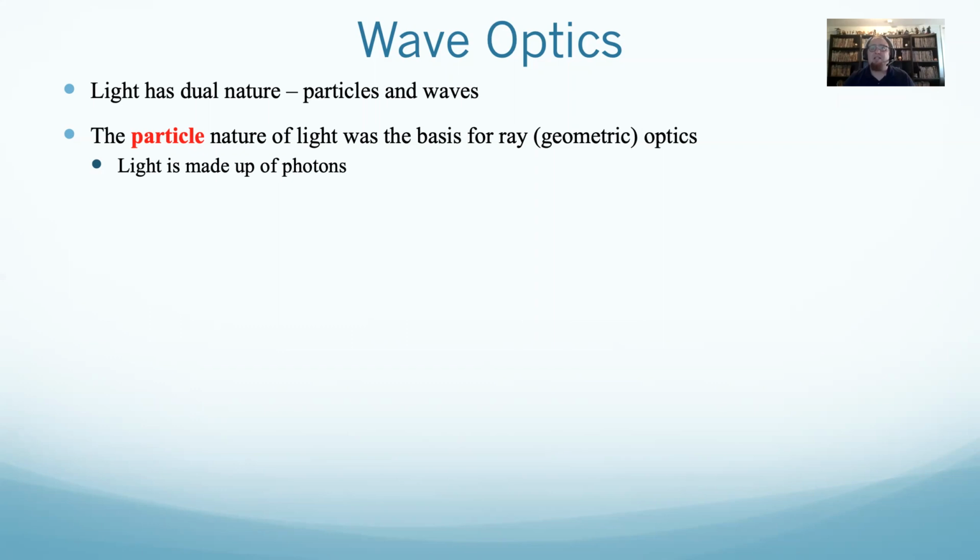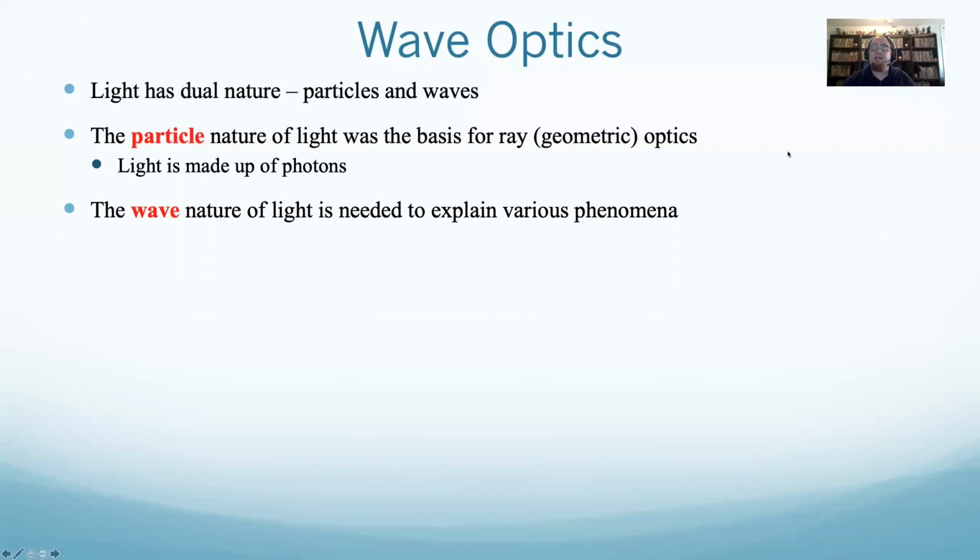The general idea is when light acts like a particle, when light works as photons, that's why it goes in a straight line until it hits a barrier. That's what explains the ray optics we've been covering the last 2 chapters: reflection, refraction, mirrors, and lenses. But light also can operate as a wave.